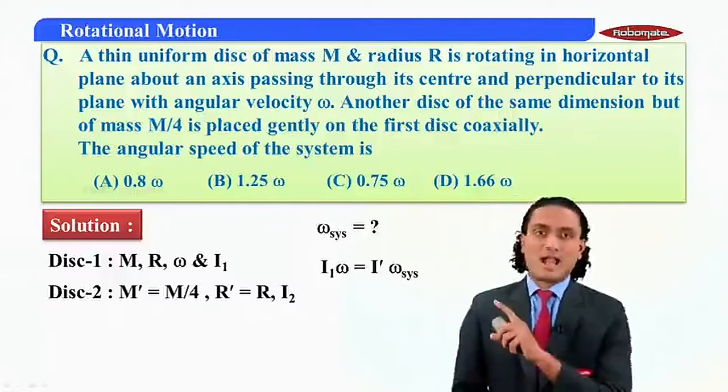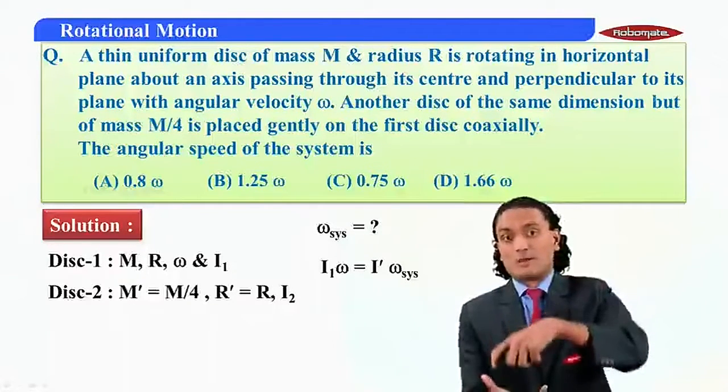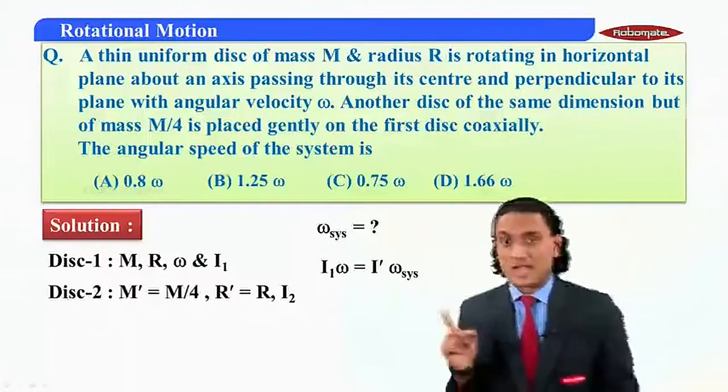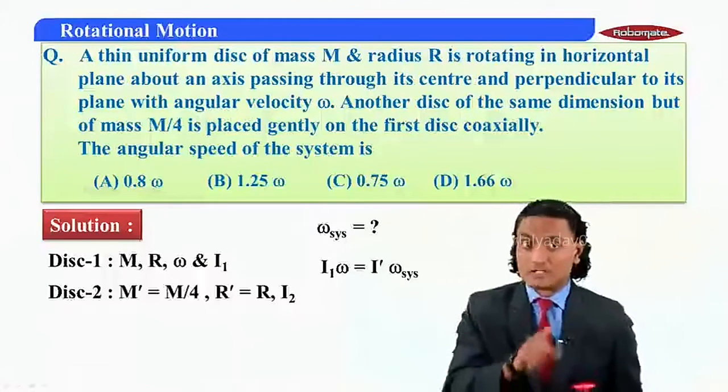Now remember students, I dash is nothing but the total moment of inertia of both the disks. What is I dash? It is the total moment of inertia of both the disks. Why?